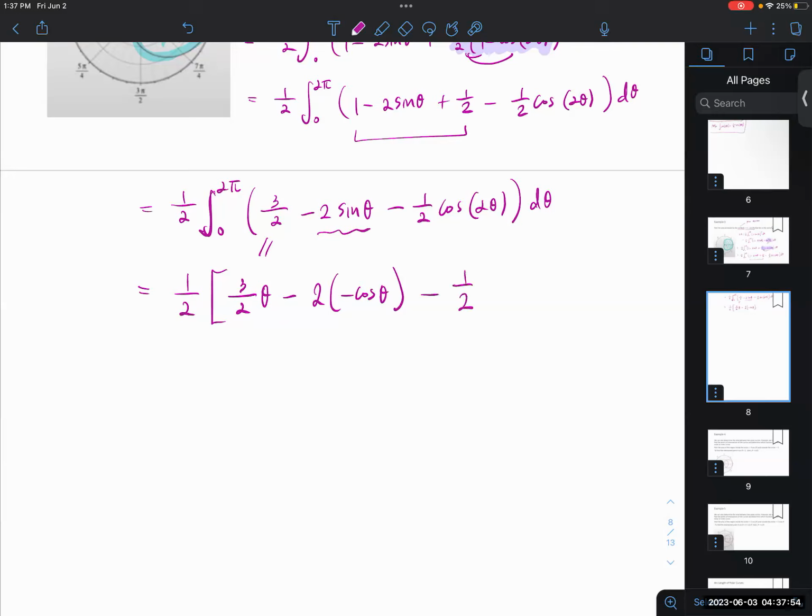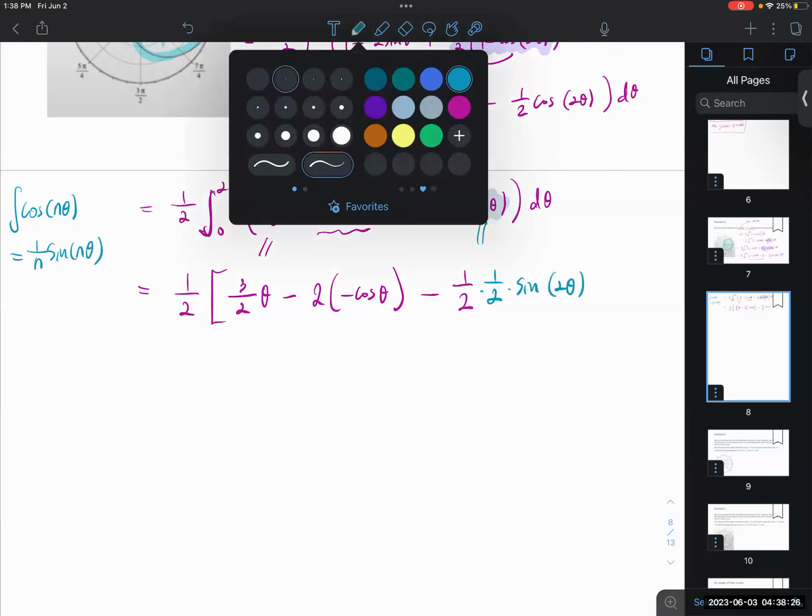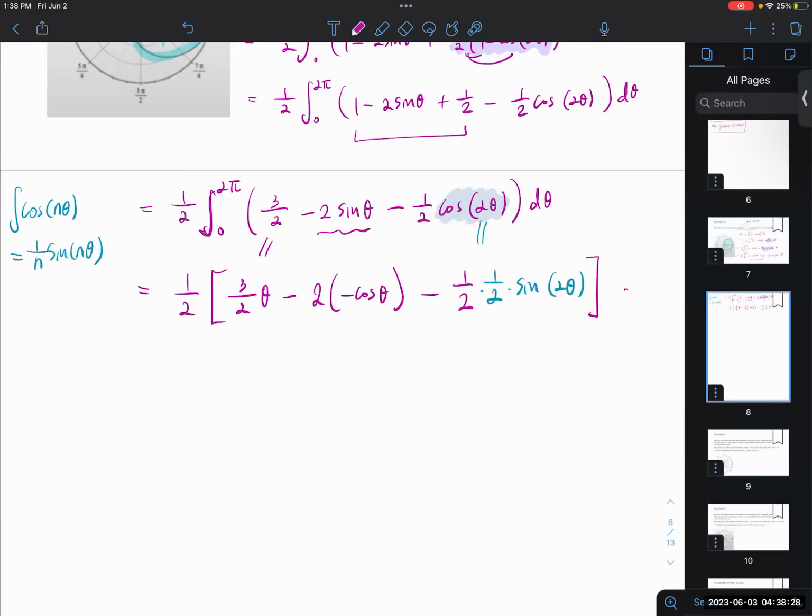And 1 over 2 here, this is the thing. Do you remember? If you take the cosine n theta integral, it's going to be what? Sine, you're going to flip over n, 1 over n. Then it is going to be sine n theta. We actually have to flip. So this is going to be 1 over 2 flipped, sine, same thing, theta. Got it. So we finished the integral.